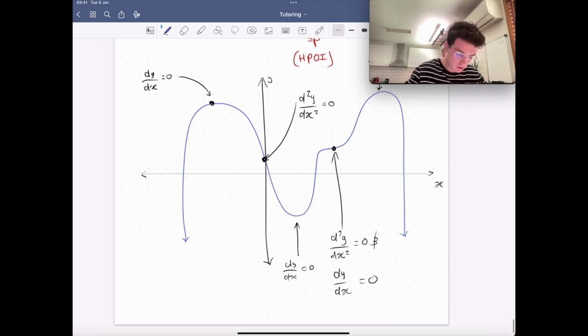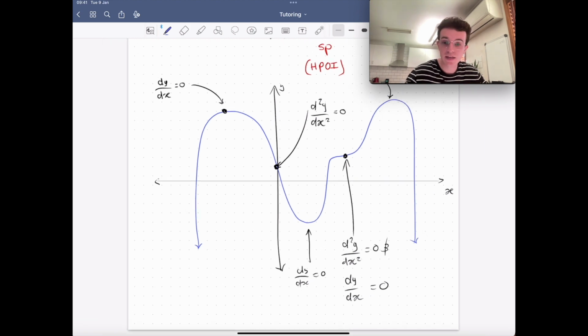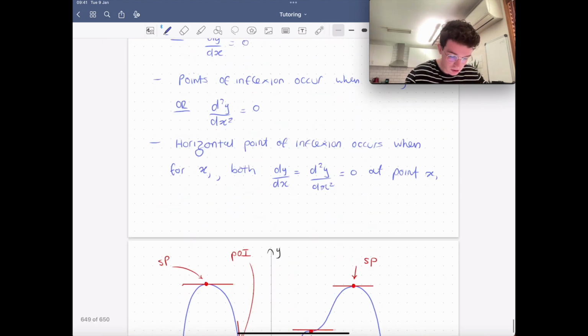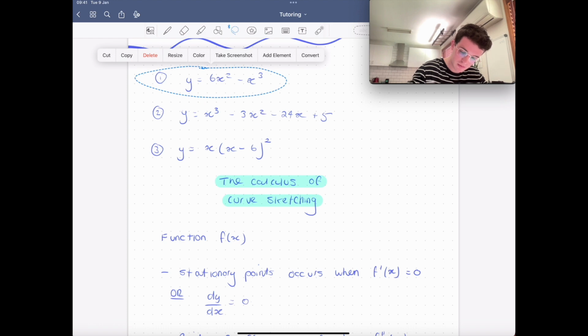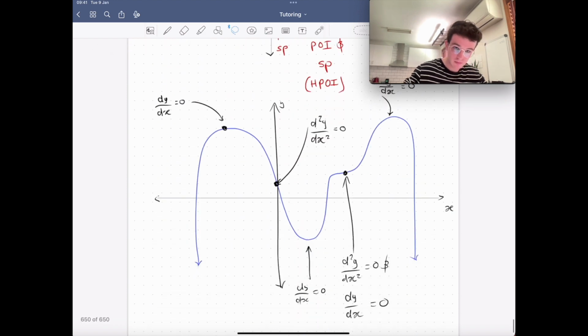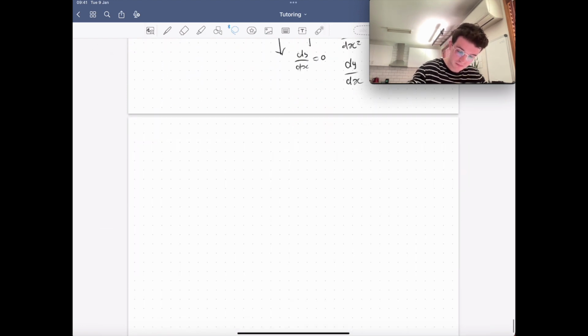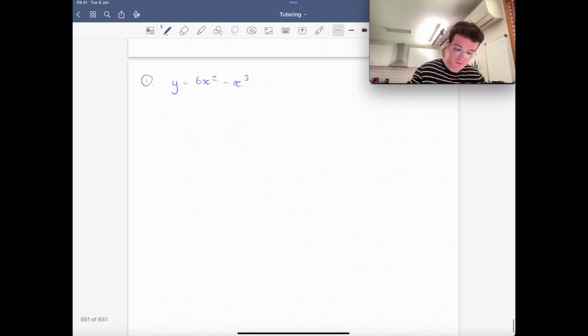So I wrote a few questions at the top here, if you want to write that down. I'm just going to copy them and move it down. So we're going to sketch this curve using the derivative.